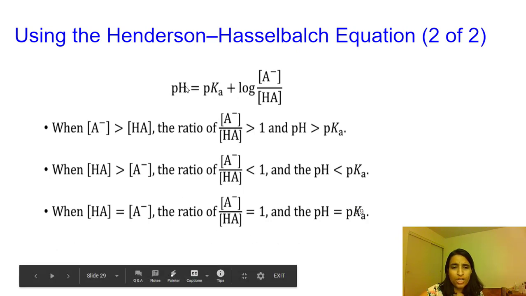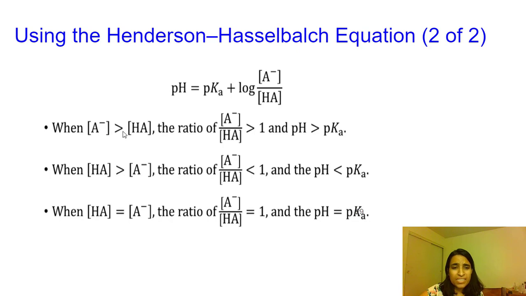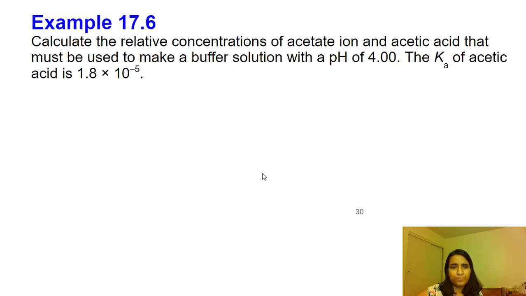In the same way, it's showing us that if your base is greater than your acid, then this ratio is greater than 1, and you're going to find that your pH is going to be greater than pKa, because you'll end up having pKa plus a number. And vice versa when the ratio of base over acid is less than 1. So this isn't something you have to memorize. You're going to see these trends as you do more and more of these buffer problems.